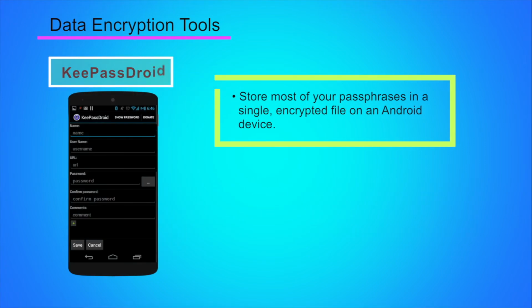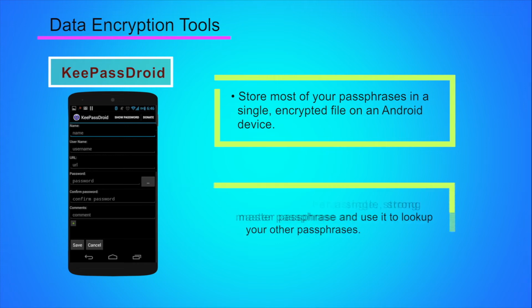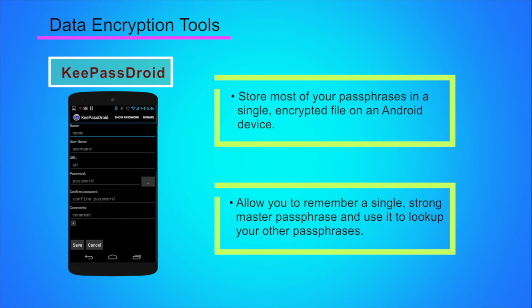You can store most of your passphrases in a single encrypted file on an Android device by installing a FOSS tool called KeePassDroid. This app allows you to remember a single, strong master passphrase and use it to look up your other passphrases. This, in turn, makes it possible to choose strong, unique passphrases for all of your accounts without having to memorize them.